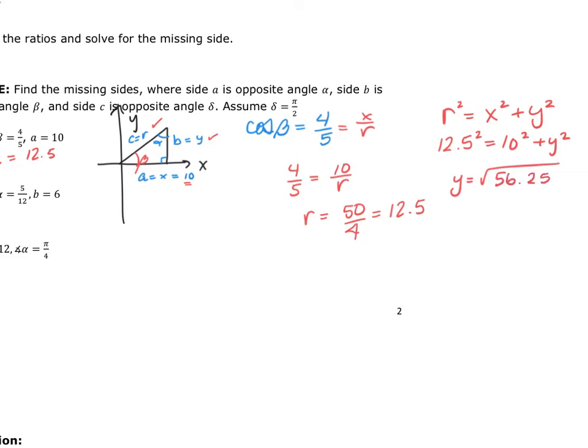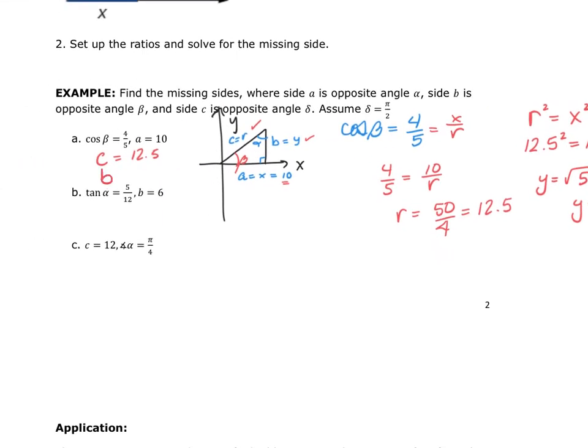56.25. Now I'm going to take the square root of that, so the square root of 56.25, and I end up with 7.5. So my y value is 7.5, or in other words, my b value is 7.5. So b is equal to 7.5. Let's take a look at the next example.